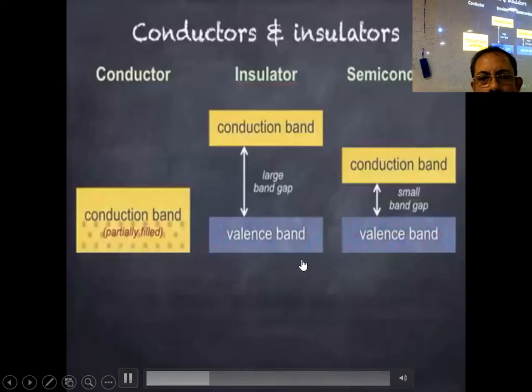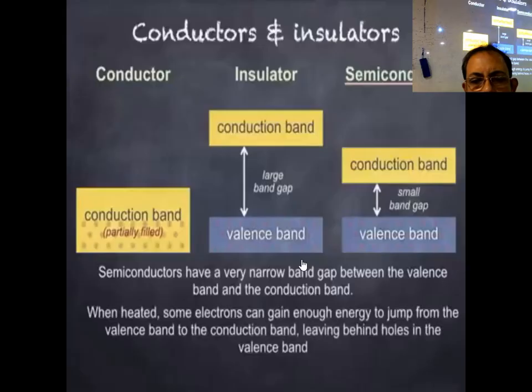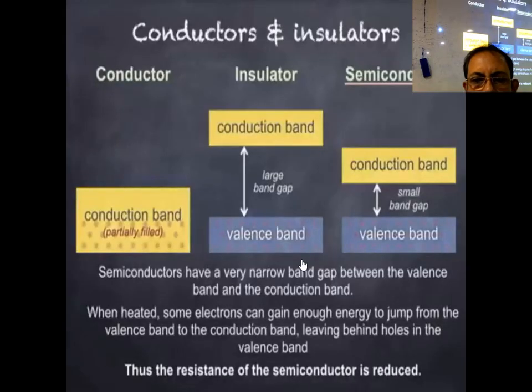Semiconductors have a very narrow band gap between the valence band and the conduction band. Like insulators, at 0 Kelvin the valence band is completely full and the conduction band is completely empty. But since the band gap is so small, as temperature rises, some electrons can gain enough energy to jump from the valence band to the conduction band, leaving behind holes in the valence band. As temperature increases then, the resistance of the semiconductor is reduced.